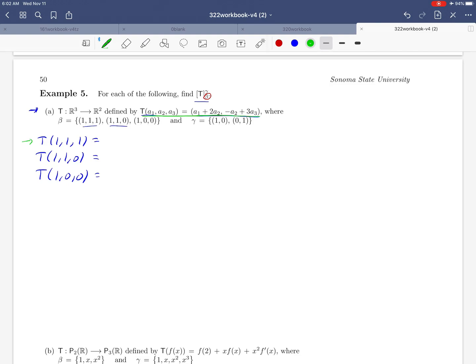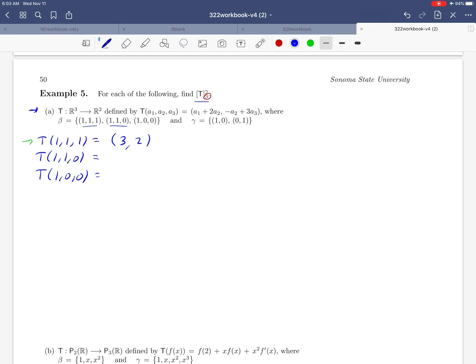If we start with T of 1, 1, 1, we're just substituting 1 for all three of those variables. The first coordinate will look like 1 plus 2 times 1. That's going to give us a 3. And then the second coordinate is going to be negative 1 plus 3, which is 2. We plug in all of our variables, so we get 3, 2 out. And same deal for the other two.